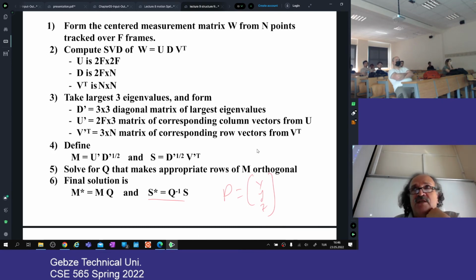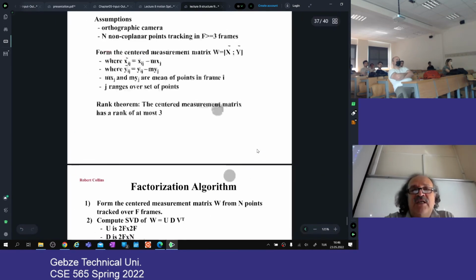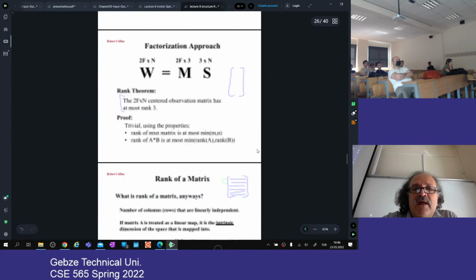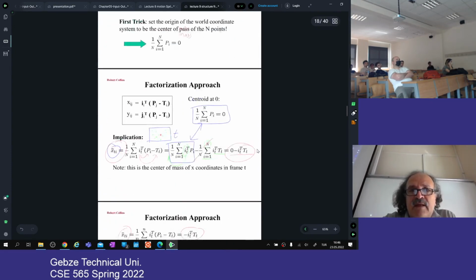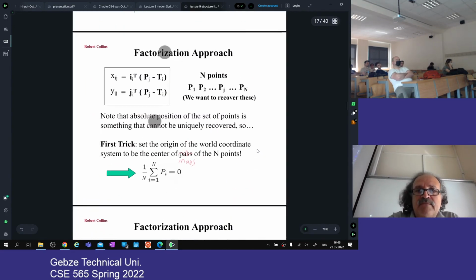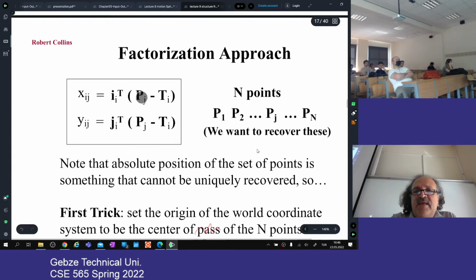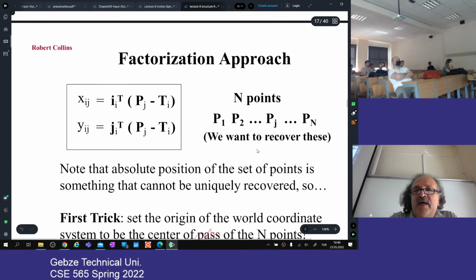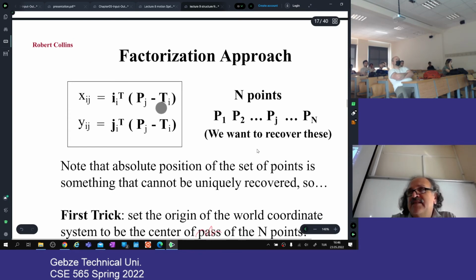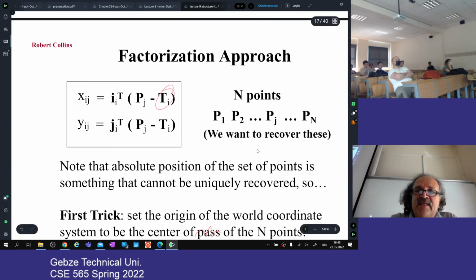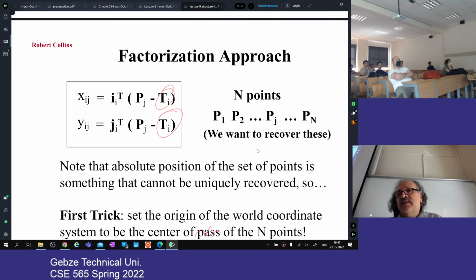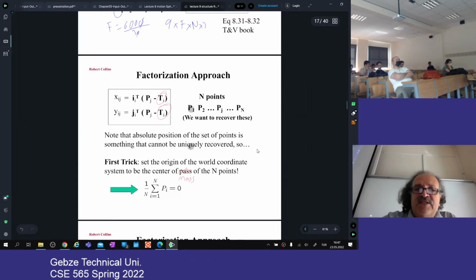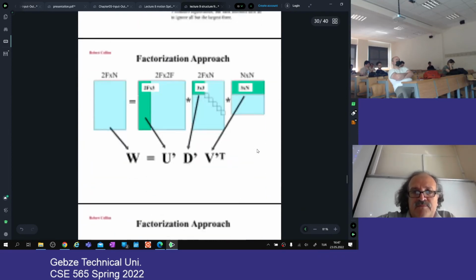How about our translation vectors? Where are our translation vectors? This solution did not give me the translation vectors, but I can go back. Now I know this P, I know X, so I can get these T's afterwards. Again, this will not work very well because of our orthogonality assumptions, but you can run your bundle adjustment afterwards.